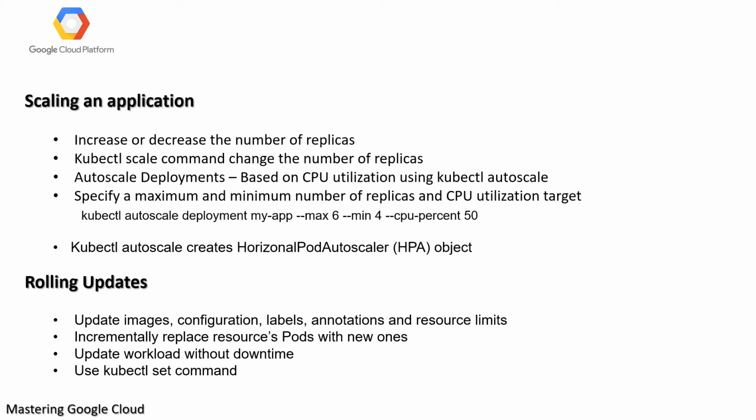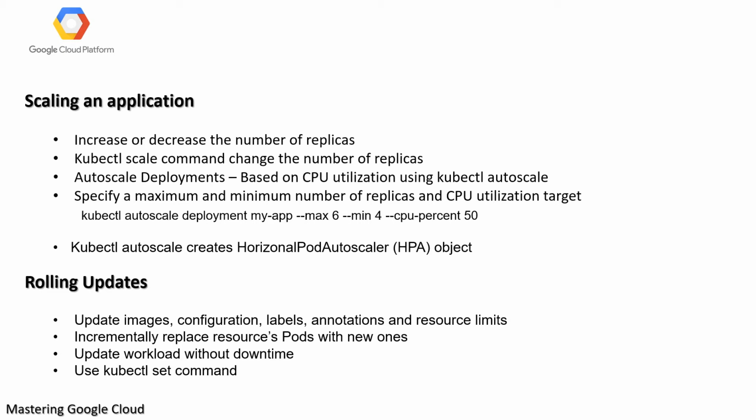Rolling updates. You can perform a rolling update to update the images, configuration, labels, annotations, and resource limits and requests of the workloads in your clusters. Rolling updates incrementally replace your resources' pods with new ones, which are then scheduled on nodes with available resources. Rolling updates are designed to update your workload without downtime.